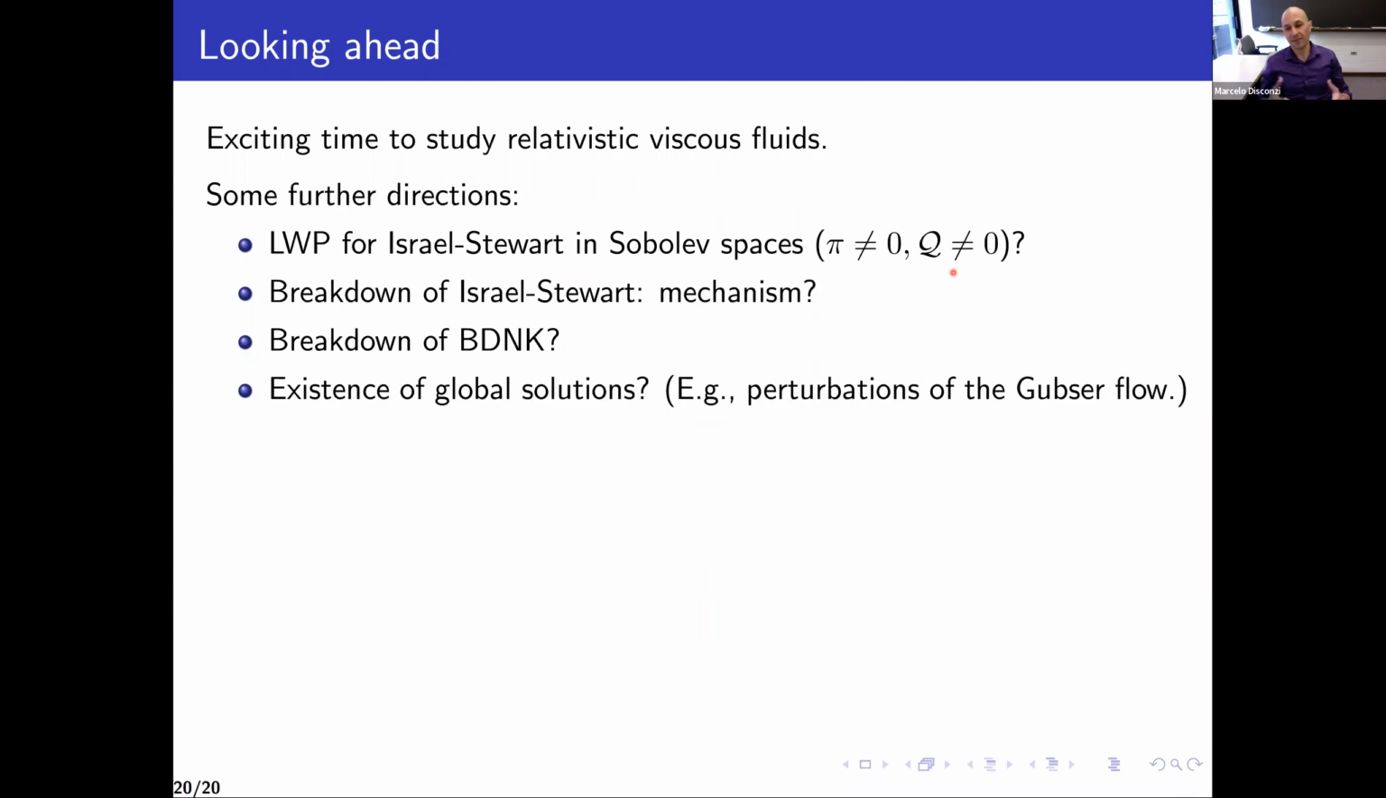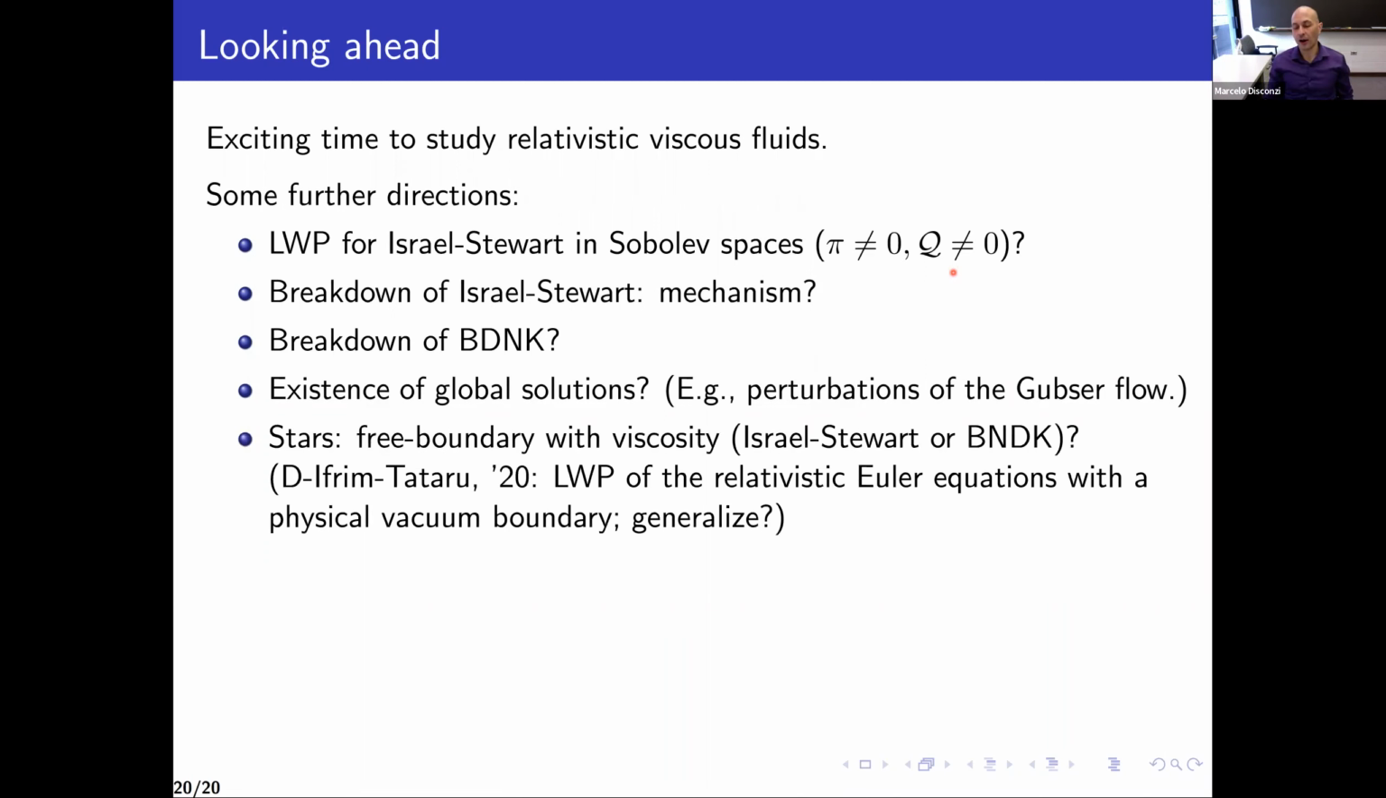And these are flows, for example, there's something called the Gubser flow. There is also the Bjorken flow. And in these flows, the equation is reduced to a bunch of ODEs, and then you can show that these ODEs actually exist for all time. Okay, so these are very simple solutions. And now what you can try to do is perturb these ODE solutions and see if you get some global existence.